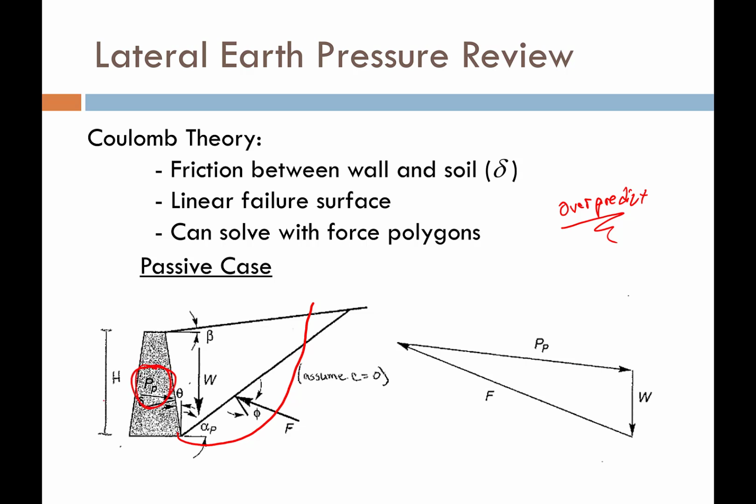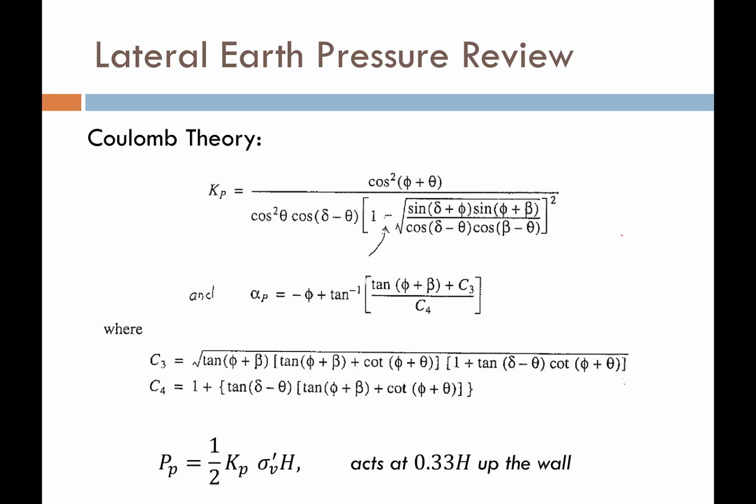And remember, often we want to rely on that force to hold something in place. So if I over predict it, I'm actually unconservative. So it can be dangerous. And so this is why I generally say stay away from the Coulomb passive condition. But with that being said, there may be cases where we do want to apply it, if for nothing else, in theory only. So here's the equations for the passive at rest, the passive lateral earth pressure coefficient. Notice that it's very similar to the active, but we have a minus sign right here that I've highlighted with this arrow. So just pay attention to that.